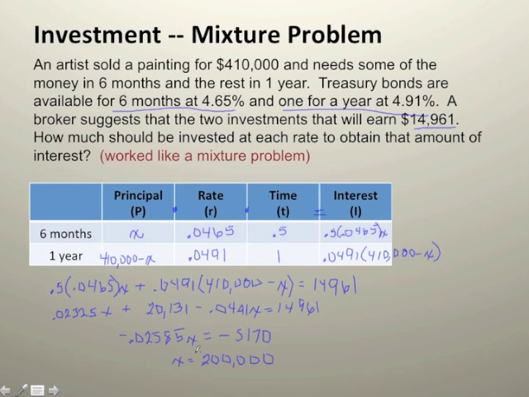So that means we'll have $200,000 that we're going to invest, let's just say, for 6 months, and that leaves 410,000 minus 200,000 leaves $210,000 that we've invested for 1 year. And that becomes our solution.